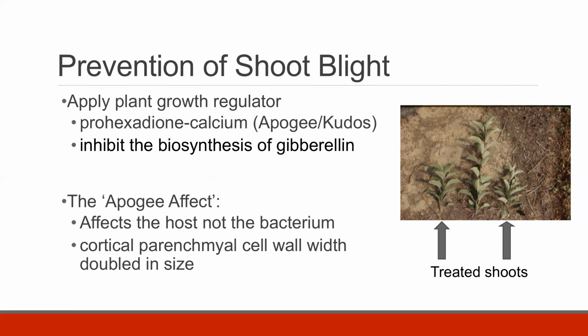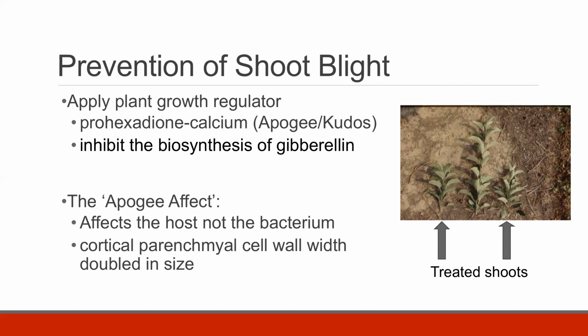Okay, so because the shoot tissue is very susceptible to infections, growth regulators have been tested to determine if slowing the growth and reducing the amount of vegetative growth could reduce fire blight disease incidence and severity. And one specific growth regulator that was identified by George Sundin at Michigan State University was prohexadione calcium, which is marketed as Apogee, and now there's a generic version of it called Kudos.